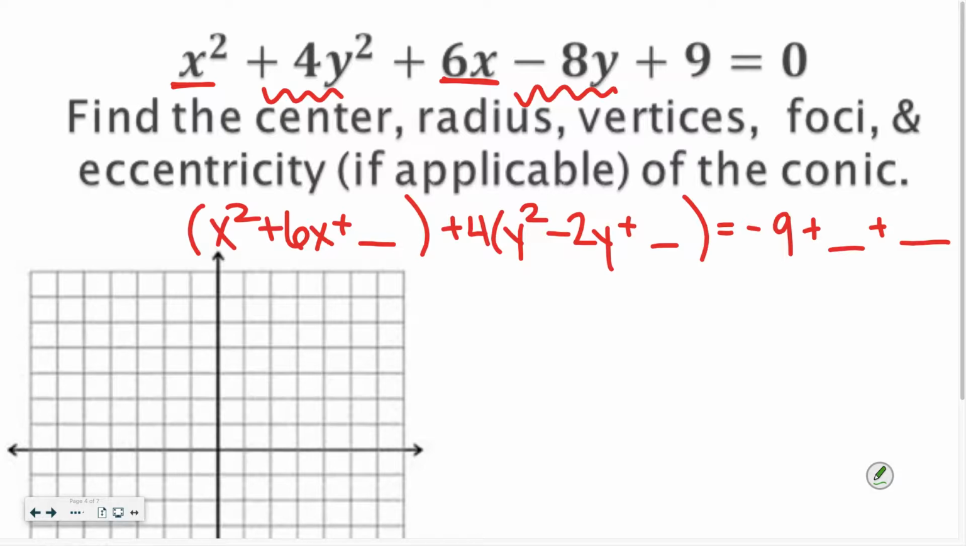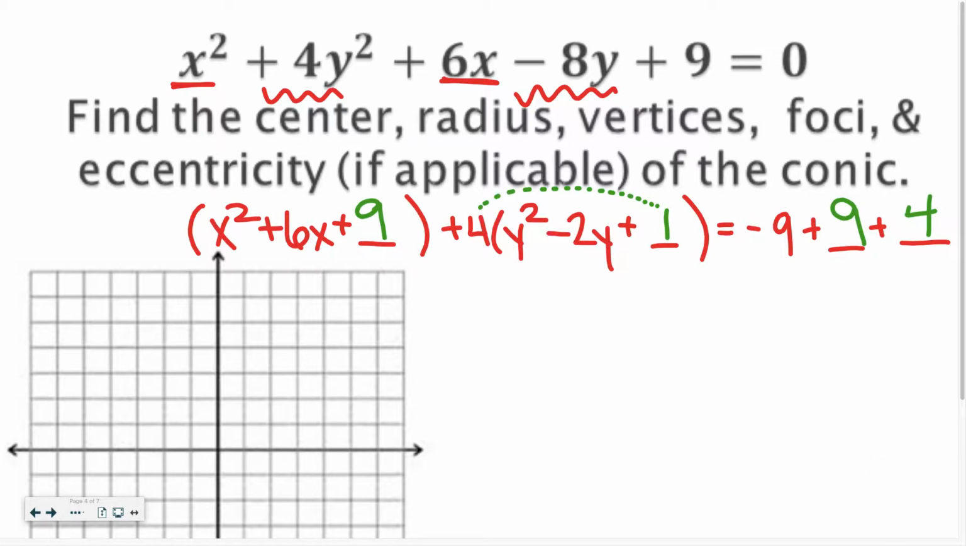So what completes the square here for our x's? 9. What completes the square here for our y's? 1. However, it's being multiplied by 4, so 1 times 4 gets put on the other side. More times than not, you will have a coefficient you're going to need to worry about. So when you complete the square, please remember to multiply it by that coefficient when you balance out your equation.